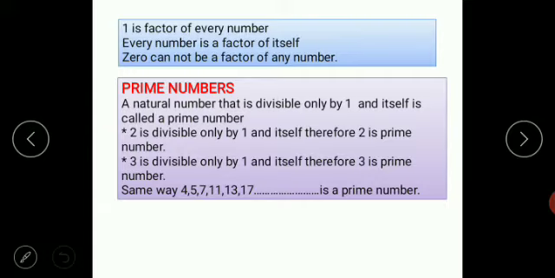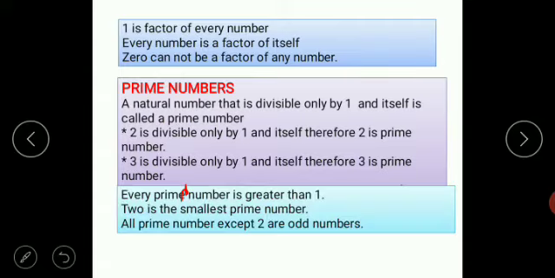In the same way, 4 is not a prime number. Why is 4 not a prime number? 4 is divisible by 1, by 2, and by itself. So 4 has a factor other than 1 and itself, that is 2. So 4 is not a prime number. 5, 7, 11, 13, 17 and so on are prime numbers which have only the factors 1 and itself.